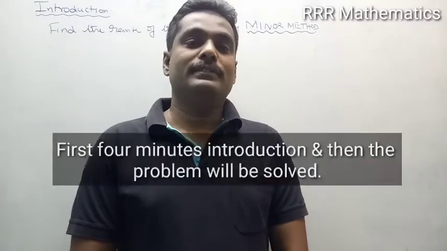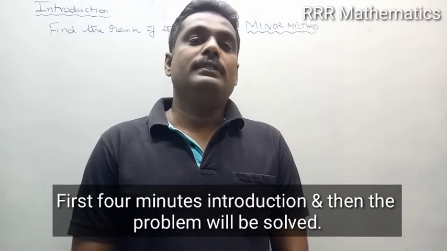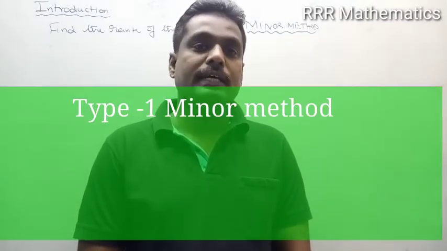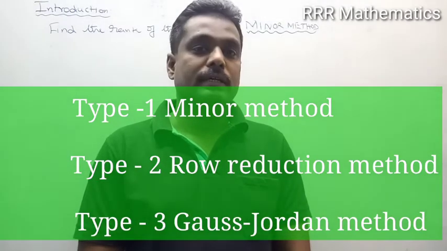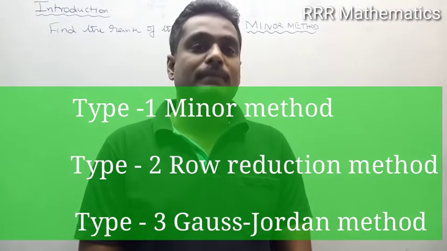Hi my dear students, today we will discuss how to find the rank of a matrix. We have three methods to find the rank of the matrix. Type 1, minor method; type 2, row reduction method; type 3, Gauss-Jordan method. Now we will discuss how to find the rank by using the minor method.